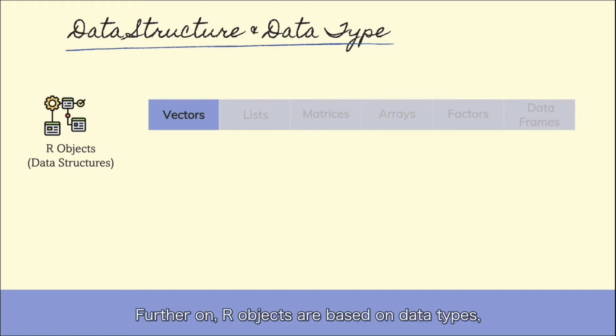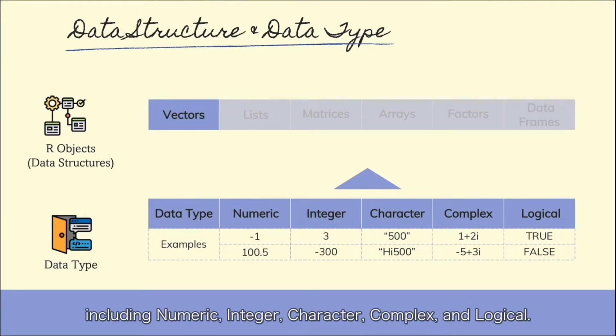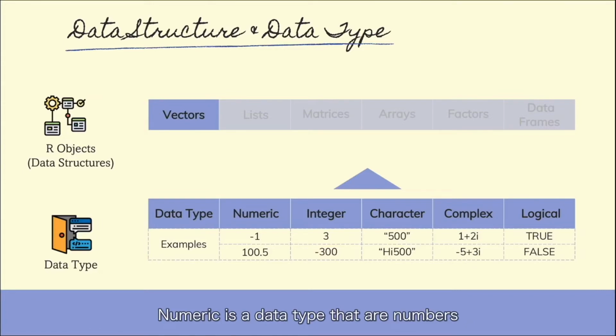Further on, R objects are based on data types including numeric, integer, character, complex, and logical. Numeric is a data type that are numbers that has a decimal value or are fraction in nature. On the other hand, integers are numbers that do not contain decimal values.